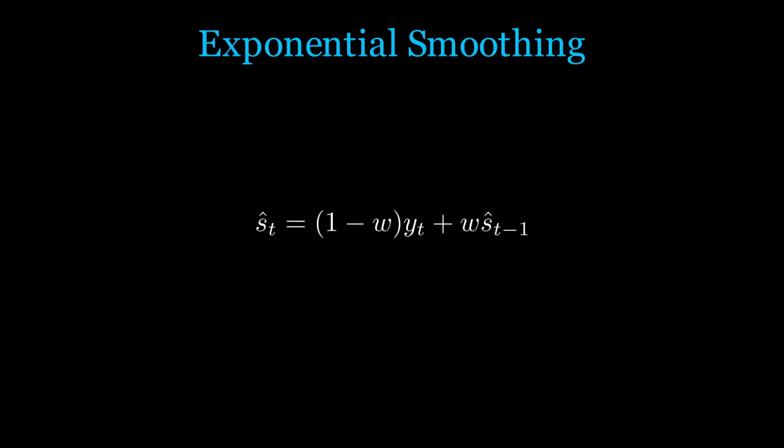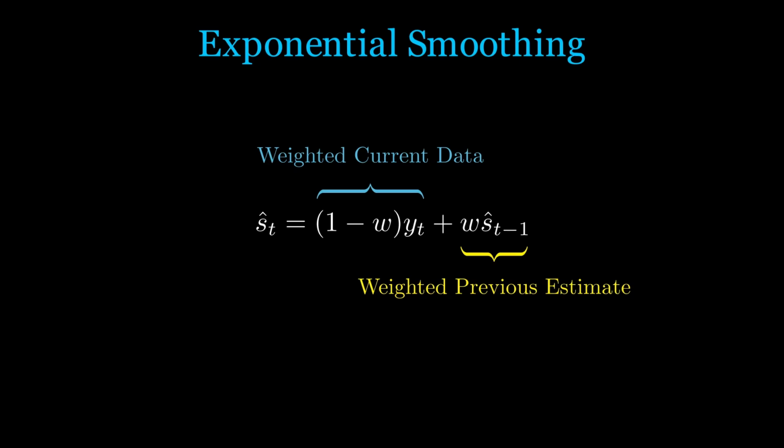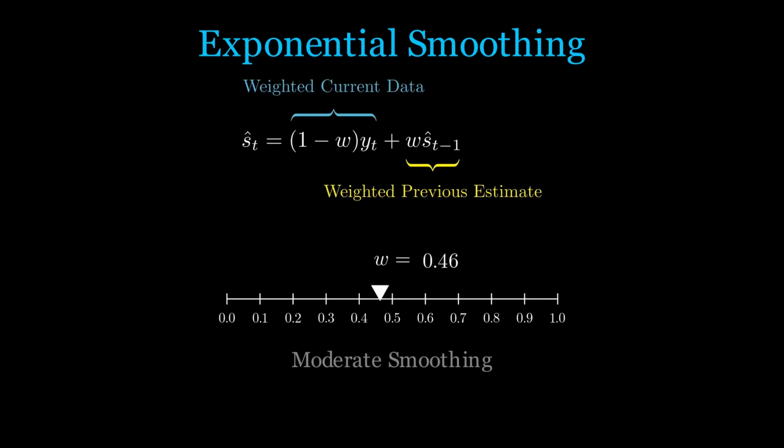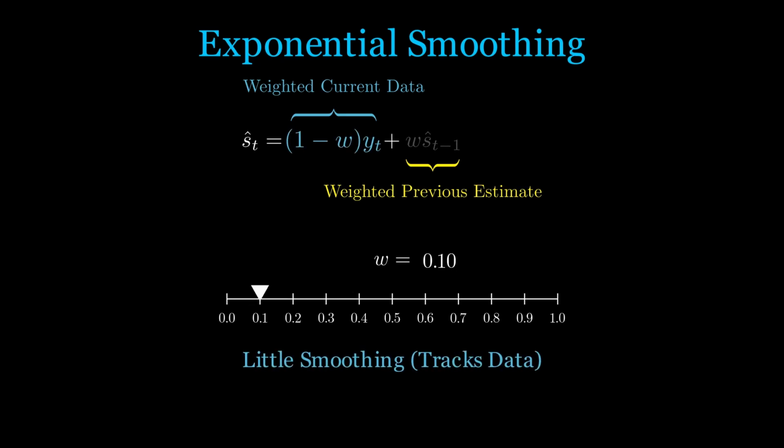Similar to moving averages, calculation is easier using a recursive formula. The new estimate is simply a weighted sum of the current observation and the previous smoothed estimate. The parameter w controls the smoothing. Note that it ranges from 0 to 1.